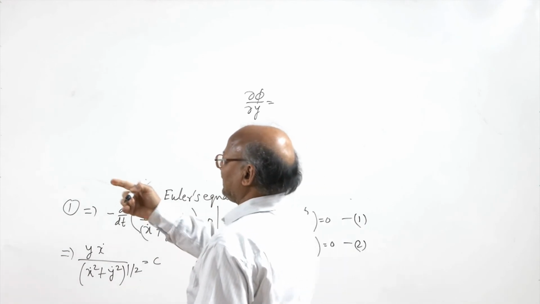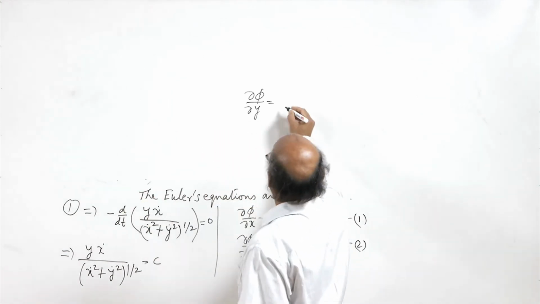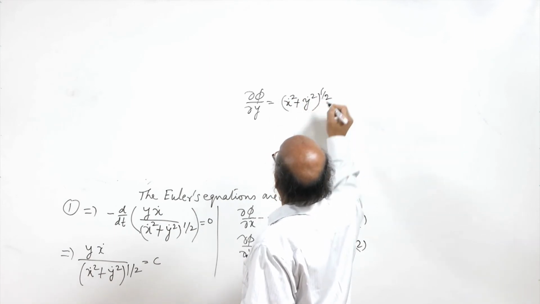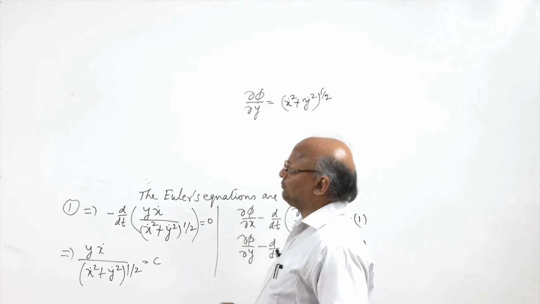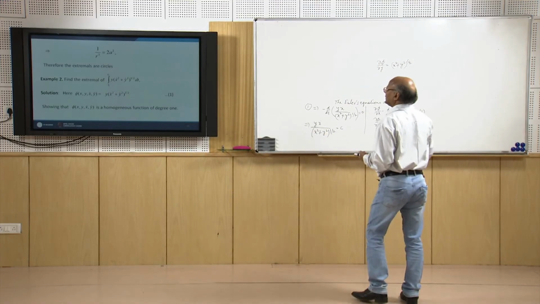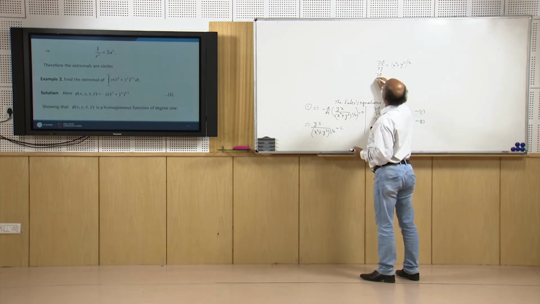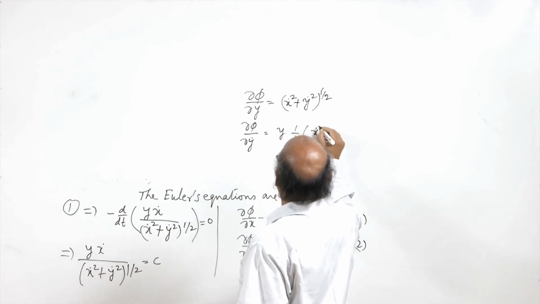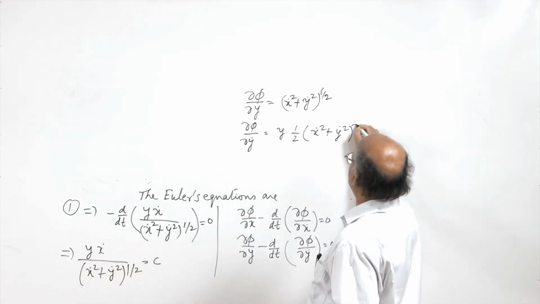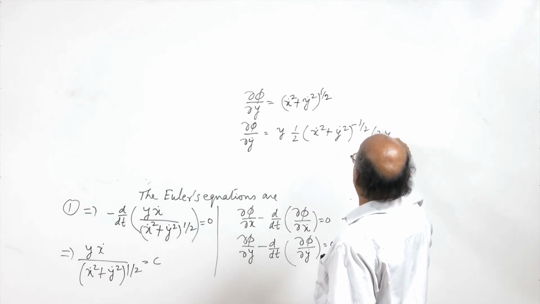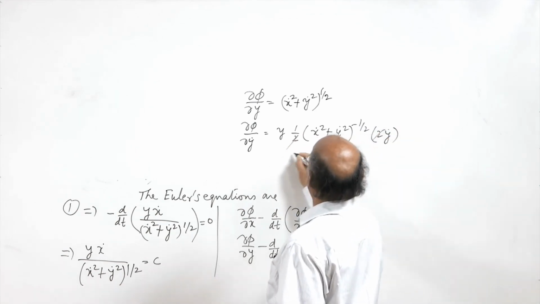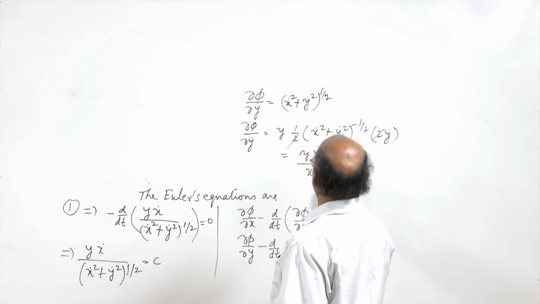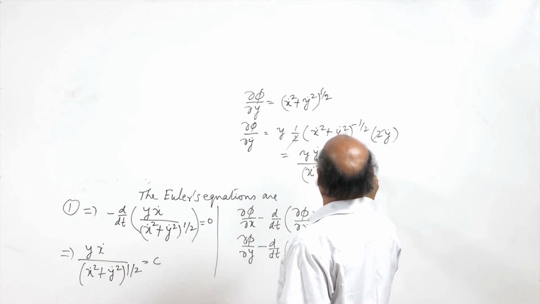delta phi over delta y. Delta phi over delta y, if we find, it is (x dot square plus y dot square) raised to the power half. And when we find the partial derivative of phi with respect to y dot, what we will get is y times 1 by 2 (x dot square plus y dot square) raised to the power minus half into 2 y dot. So this will cancel and we will get y y dot divided by (x dot square plus y dot square) to the power half.